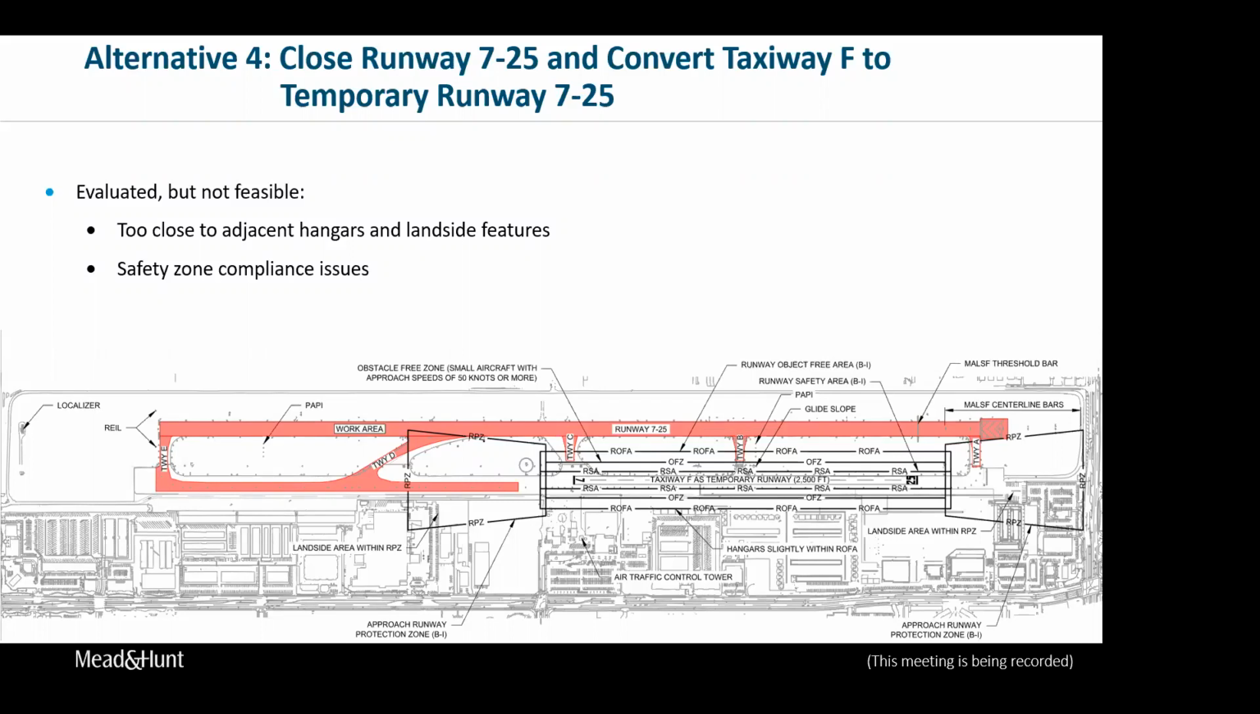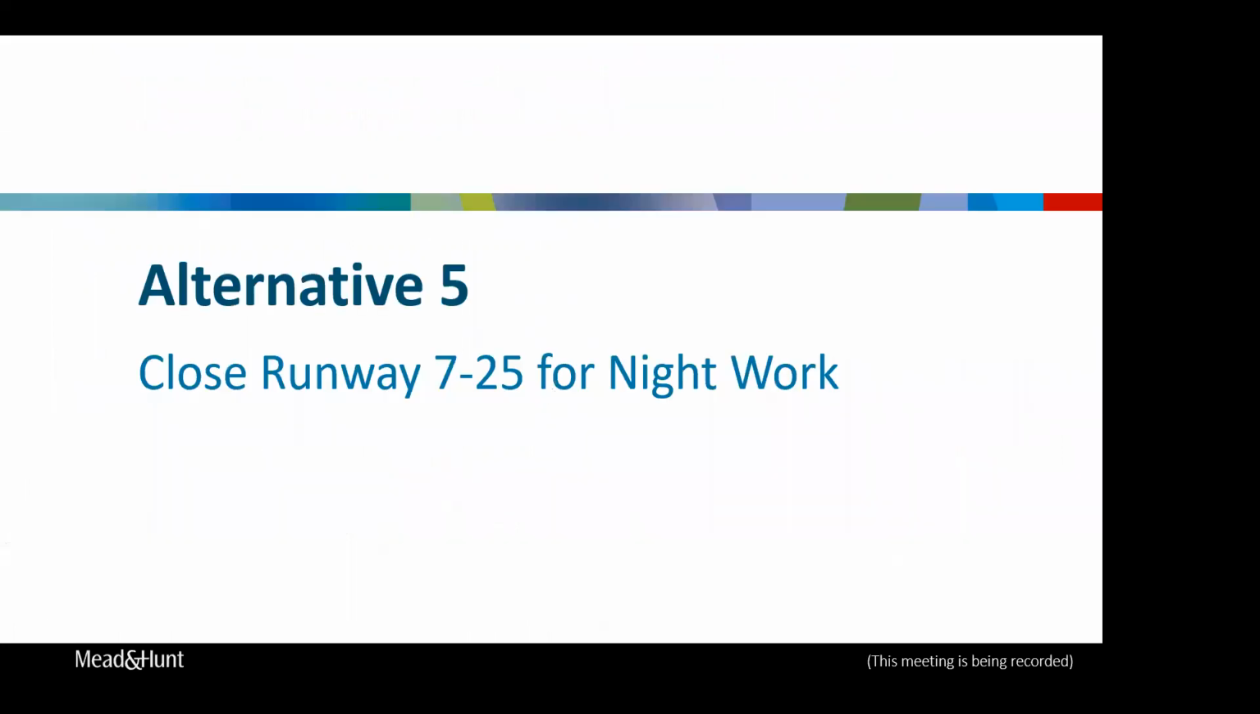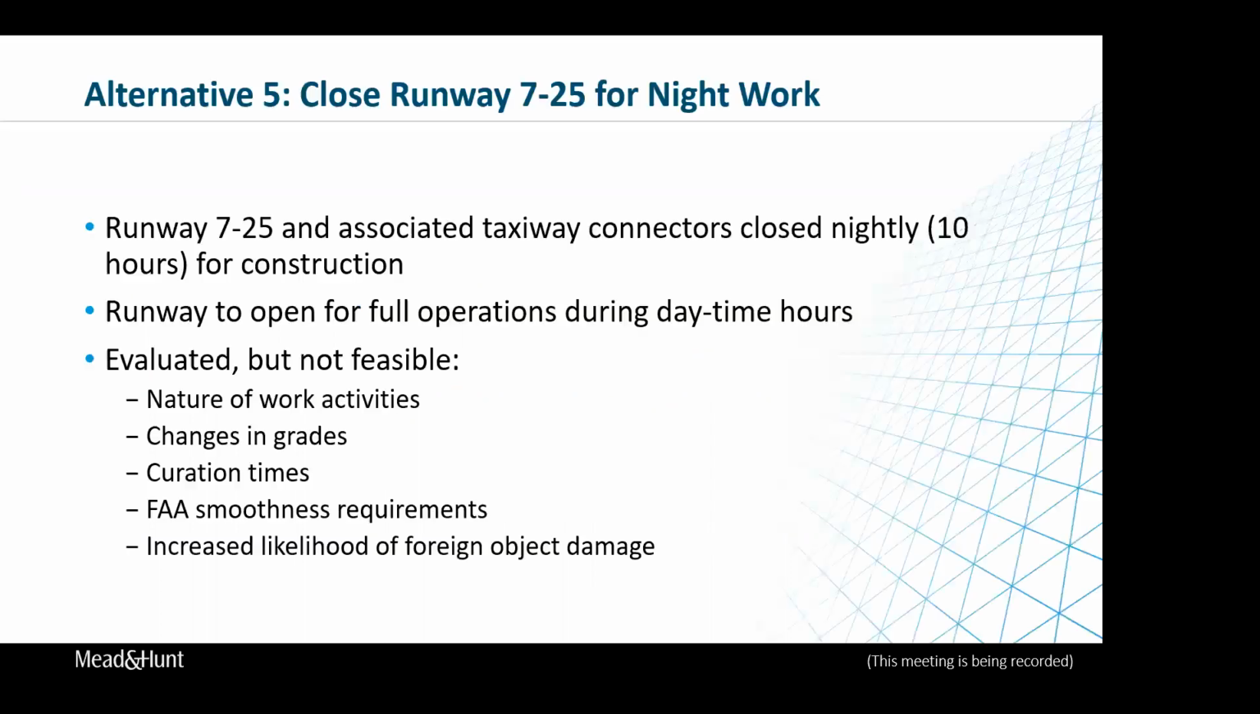And then on the next slide, I'll turn it back over to Jeanette to briefly talk about alternative five. Thank you, Alex. So the last alternative that we looked at is alternative five. This means that we analyzed if it was even feasible to close the runway at night and then do only night work. It would be closed for about 10 hours at night, and then it would open for full operations during the day. If we go to the next slide.